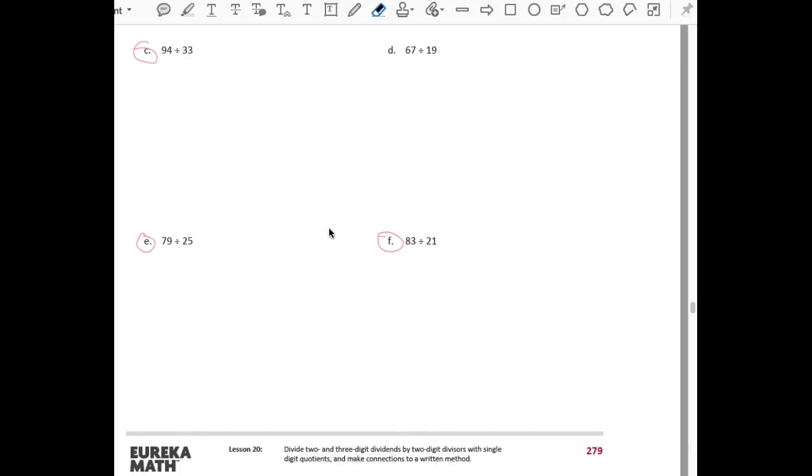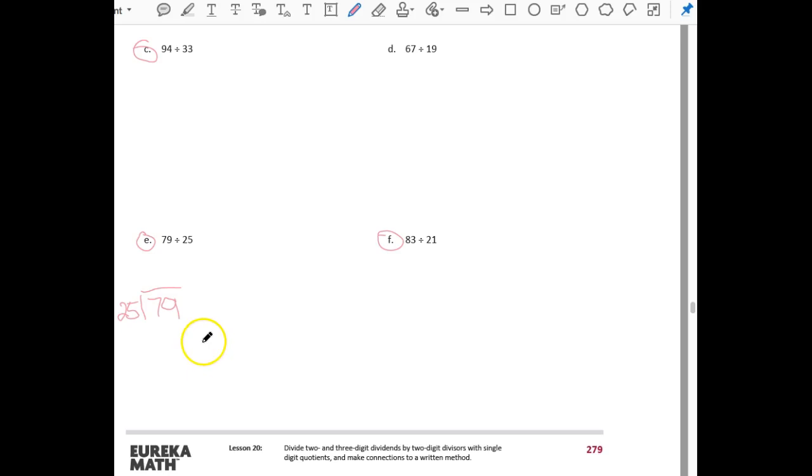So here we go. I'm going to do this one first. And I need my pen. And so what we're looking at here is 79, and we are dividing it by, reading from left to right, 25. So you want to be really careful when you say division problems out loud, because here's why.